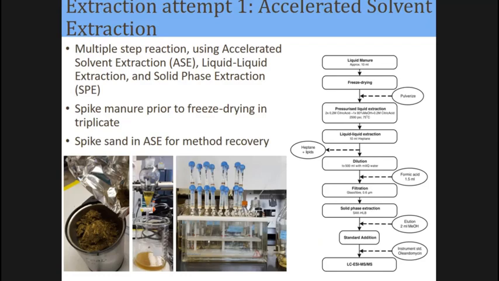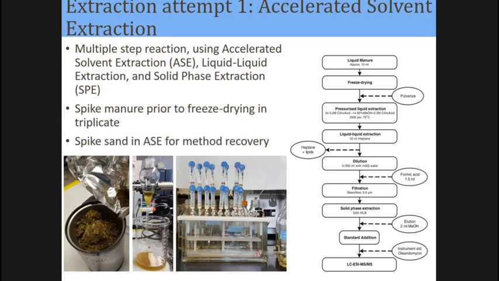For my first extraction attempt, we took this method by Jacobson et al. in 2006. It was a very time-consuming method, but we thought we'd give it a shot. You essentially take your manure, spike it with your antibiotics of interest at 1 milligram per liter, so 1 ppm concentration, and then freeze dry it. You take the freeze dried manure and apply it to these little sand columns that get put on an accelerated solvent extraction device. We call it the ACE. That gets put under high temperature and pressure, and different solvents are administered at high temperature and pressure and run through the columns.